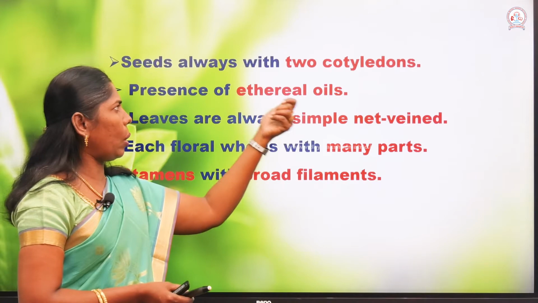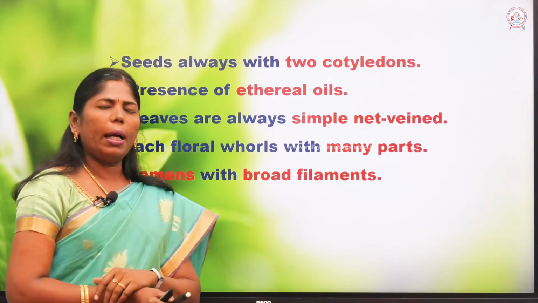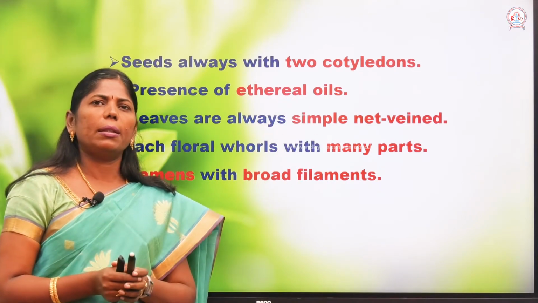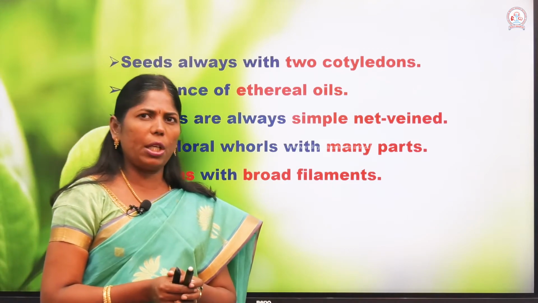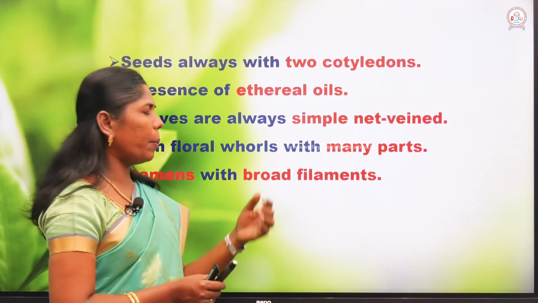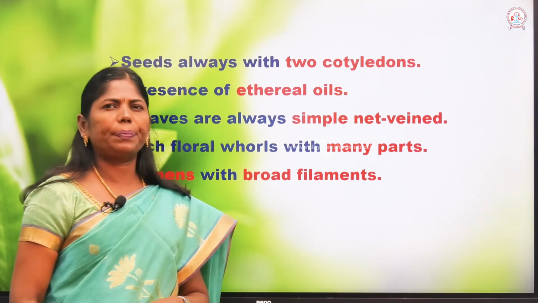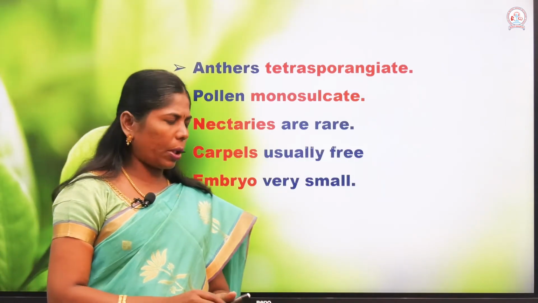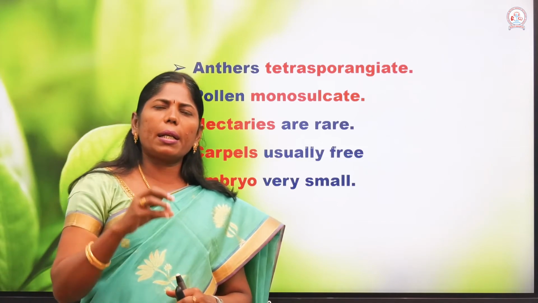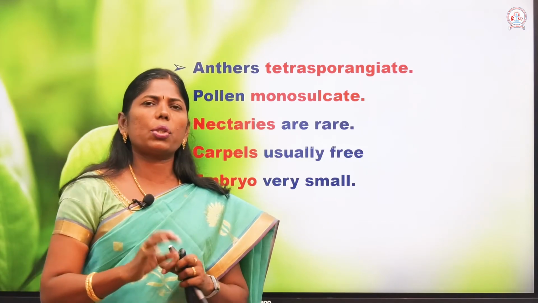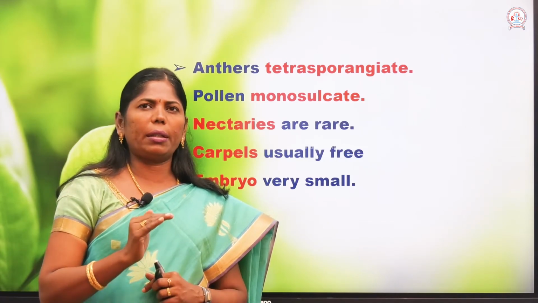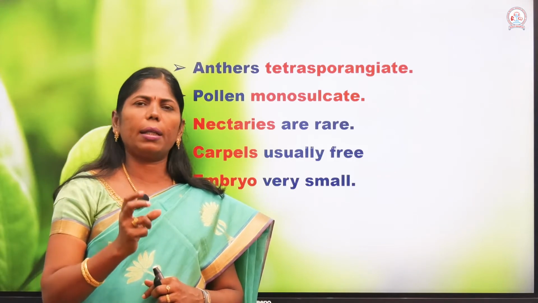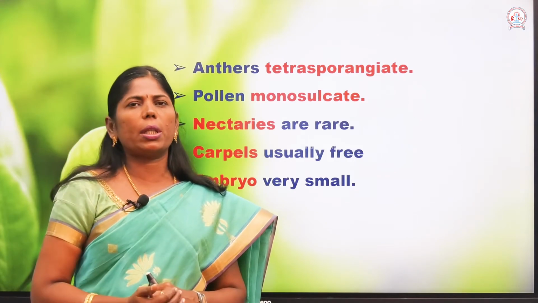Next வந்து ethereal oil, simple net vined, and it has many floral parts. That is a calyx, corolla, androecium, gynoecium are present. And next it has a broad filaments are there. Next anthers வந்து டெட்ராஸ்பொராஞ்சியேட் அப்படின்னு எப்படி சொல்கிறோம் அப்படின்னா it consists of 2 தீக்காஸ். 2 தீக்கா இருந்துச்சுன்னா அதில் வந்து 4 அதாவது டெட்ராஸ்பொராஞ்சியா is present. சிங்கிள் தீக்கா அப்படின்னா that is a பைஸ்பொராஞ்சியா is present.